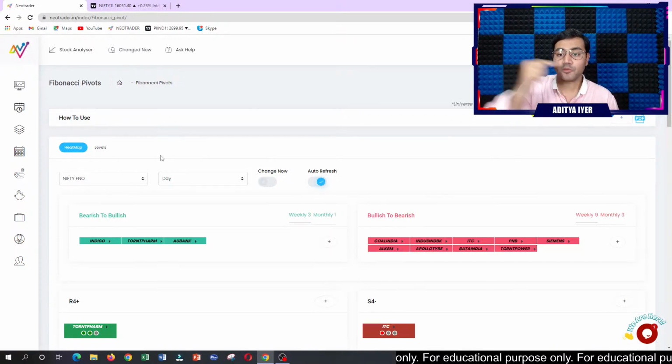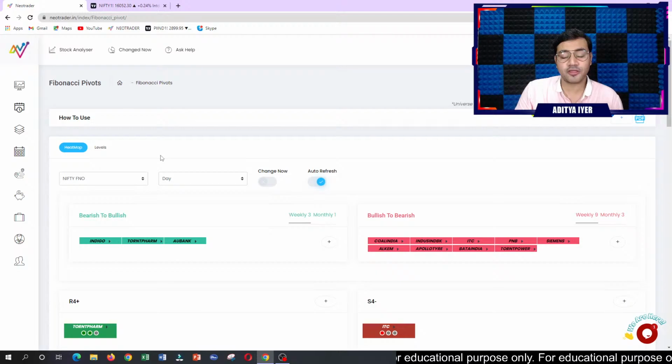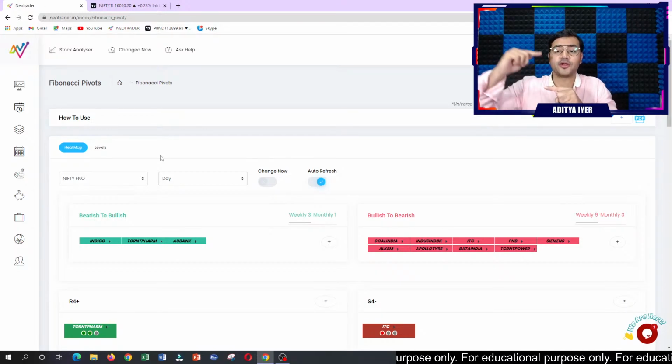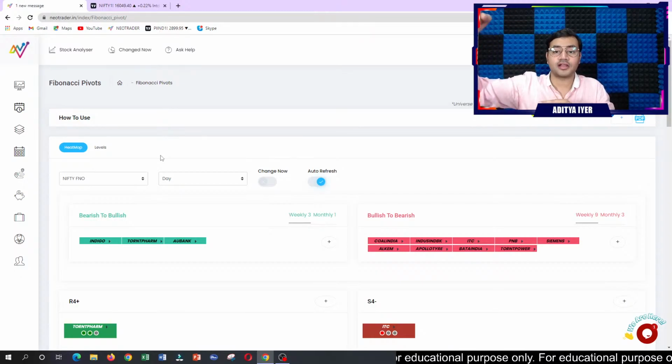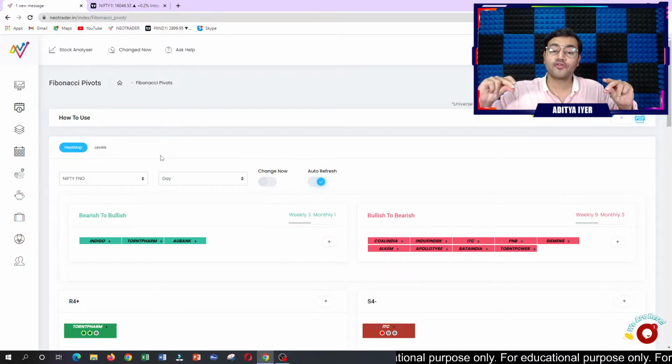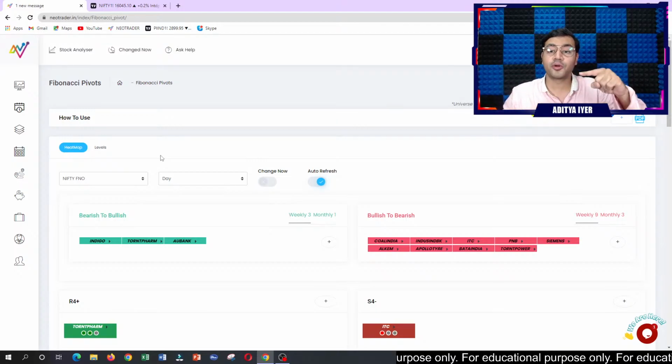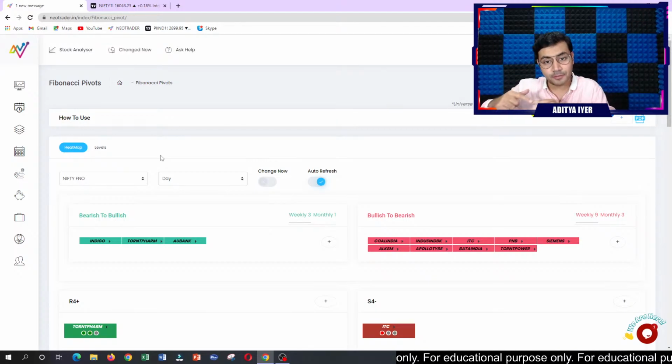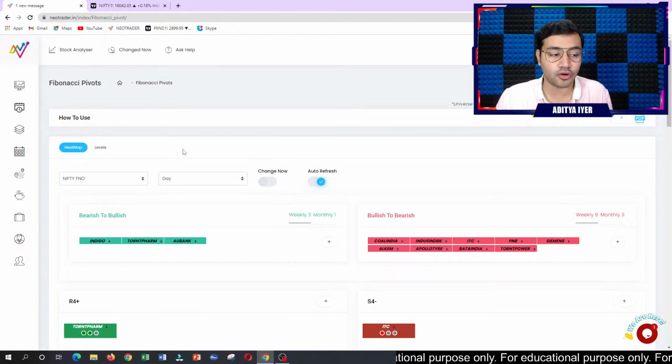What happens in this Fibonacci pivots page is that it lists down all the stocks that are between pivot to R1 or pivot to S1, R1 to R2, S2 to R2, R2 to R3, and so on. As I explained in the chart earlier, P to R1 and P to S1 is the flat zone. We want to look for all of those stocks that are broken above R1 for bullish and broken below S1 for bearish. Let us go and find those stocks now.